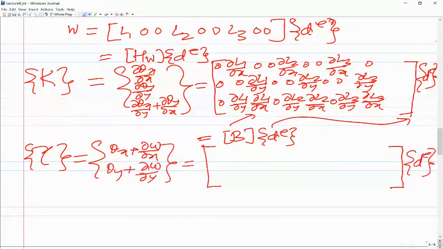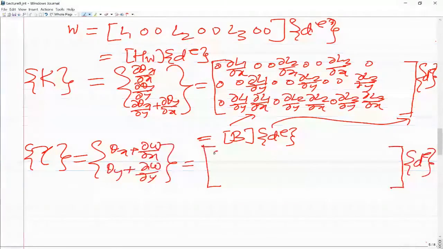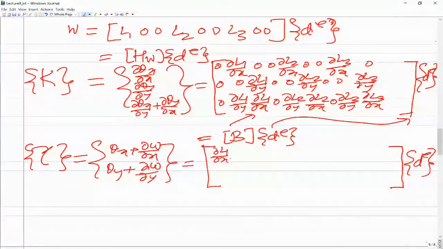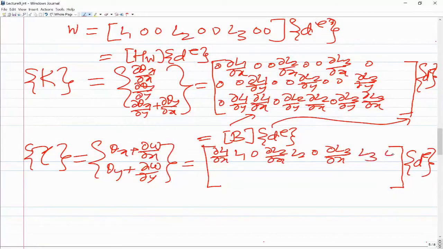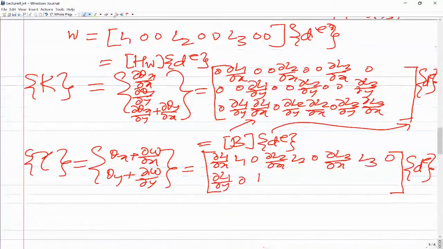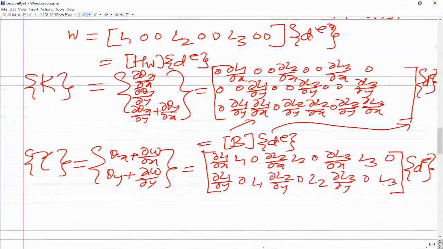So we have del w by del x. So we will have del L1 by del x, and then plus theta x is there. Here L1 will come, 0, that is, theta y is not there. Del L2 by del x, L2, 0, del L3 by del x, L3 and 0. And similarly this will be del L1 by del y, 0, L1, and then del L2 by del y, 0, L2, del L3 by del y, 0, L3. So this is for defining the transverse shear strains.